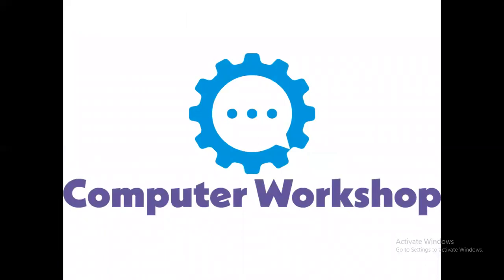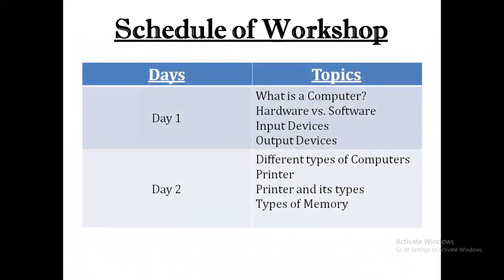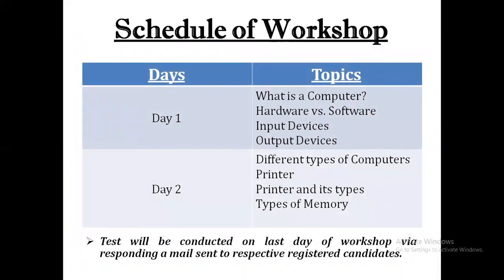Okay, so let's take an example that today we are going to organize a 2 days online workshop. As an organizer, initially we have to make a schedule of our 2 days session. Like day 1 covering some topic and day 2 will cover other topics. And on the basis of this, test will be conducted on the last day of workshop by responding a mail sent to respective registered candidate. So this is all about the schedule of the workshop.